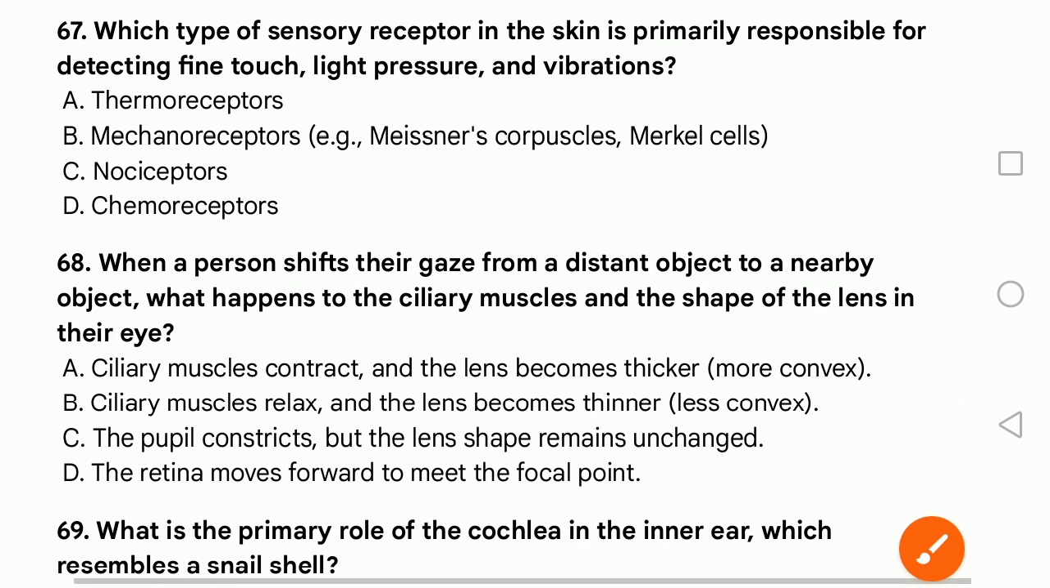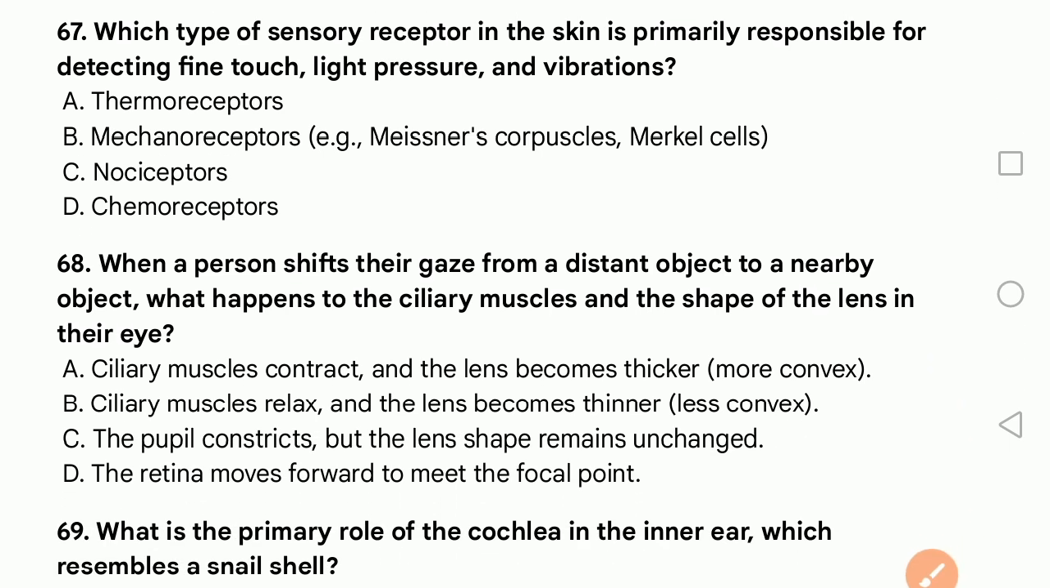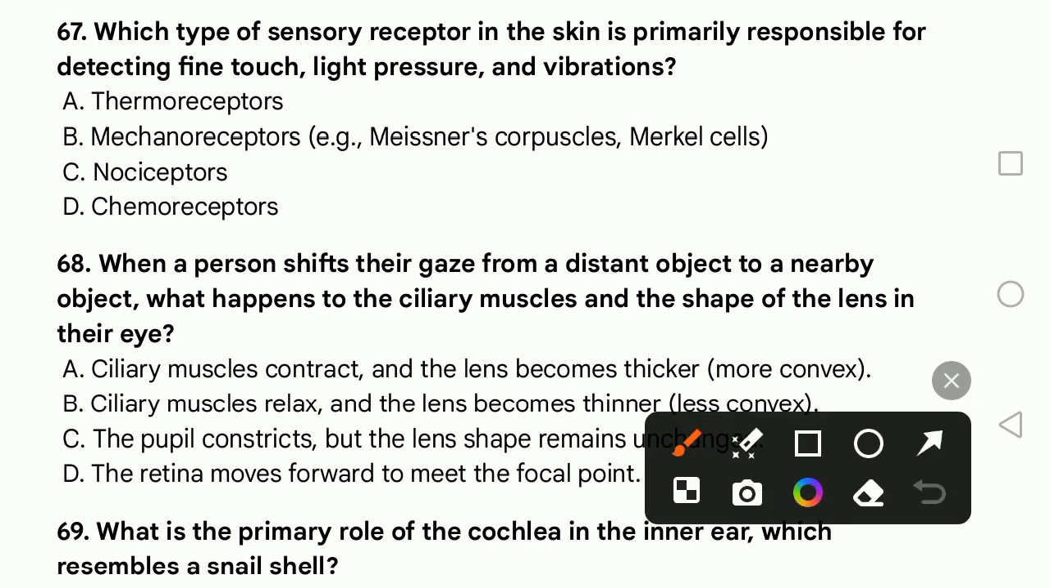67. Which type of sensory receptor in the skin is primarily responsible for detecting fine touch, light pressure, and vibration? Answer should be the Meissner's corpuscles.